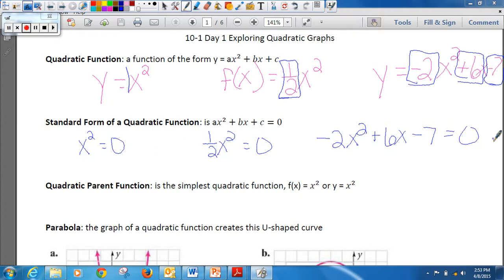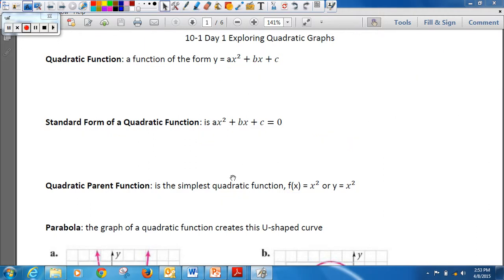The quadratic parent function is the quadratic function in its simplest form. It could either be written as f of x equals x squared or y equals x squared. Basically that means that the coefficient a is always equal to 1 in the parent function, and b and c are both equal to 0 in the parent function.